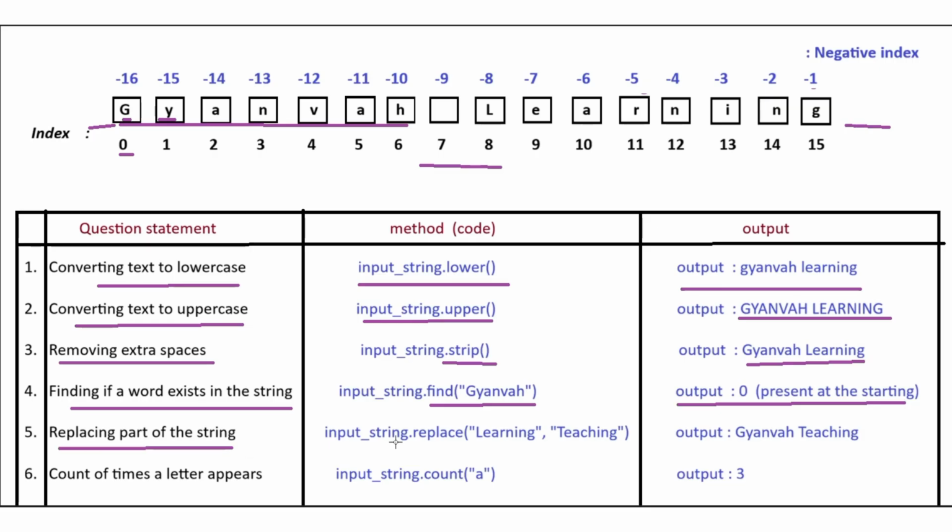Now let us try replacing something. Suppose we want to change learning to education. Python has a replace method for this. When we apply it, the string becomes Gyanvah education. This is very useful when you want to update text dynamically.